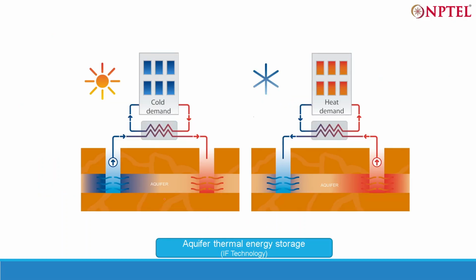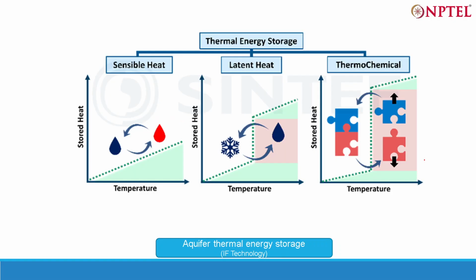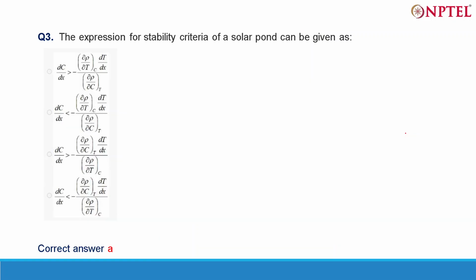I have put this here for aquifer thermal storage, showing how thermal storage can work in aquifers. In sunny time it can gain the heat and store it, and then in cold time it can supply it to the building. Similarly, we have sensible heat, latent heat, and thermochemical. Sensible heat is increasing of temperature, and latent is the part that is stored at constant temperature. This is the sensible part, this is the latent part that is stored, and we have thermochemical, that is heat stored in chemical form.